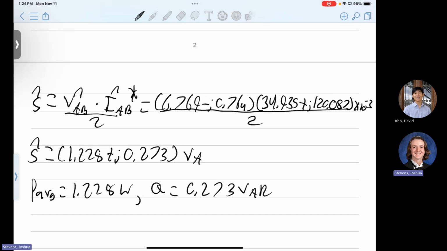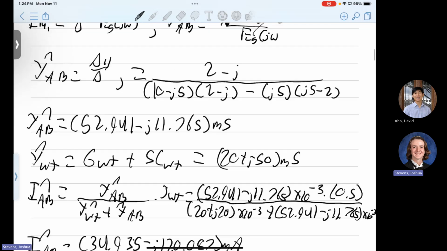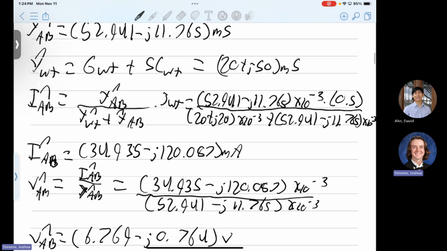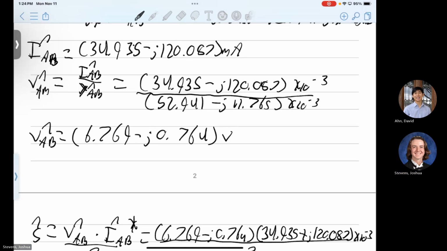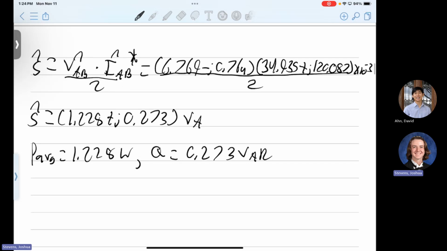The final thing for part A. Gotcha. That one? 6.769 minus j 0.764. No problem. All right, so the last thing we have to do is power factor. Yeah, that's what it's called.